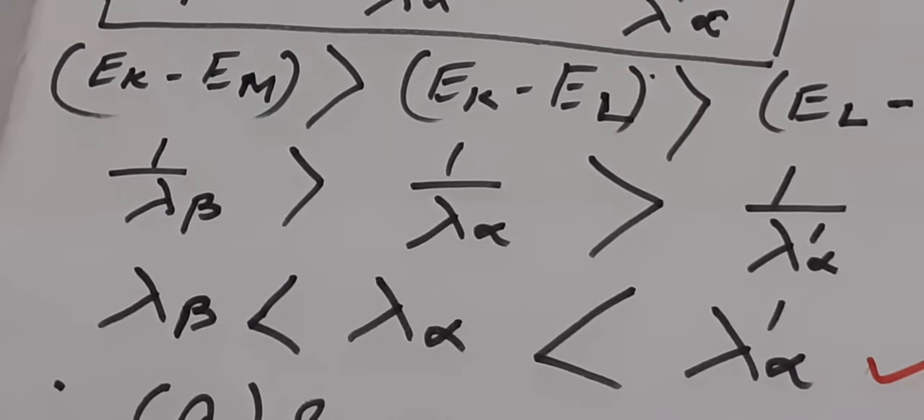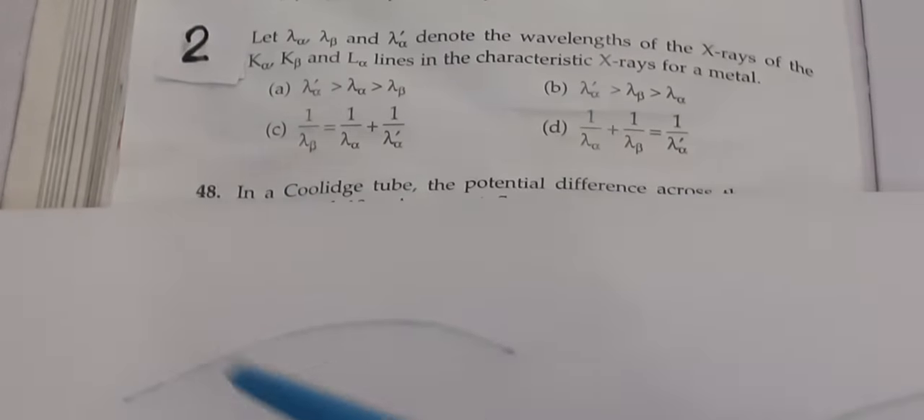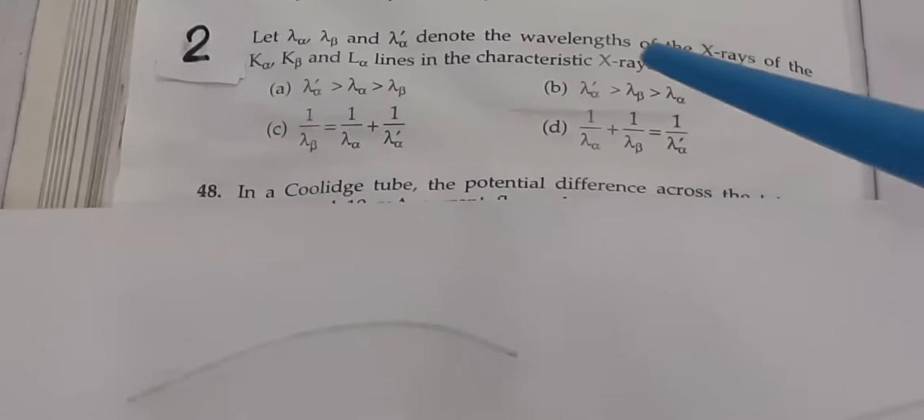Now wavelength is more here. From the choices you can see, this one is the greatest, so A is correct, as well as C is also correct. We got this one as well as this one. These two cannot be in your answer. So B and D are wrong, and A and C will be correct for this particular question. Now come to the next job.